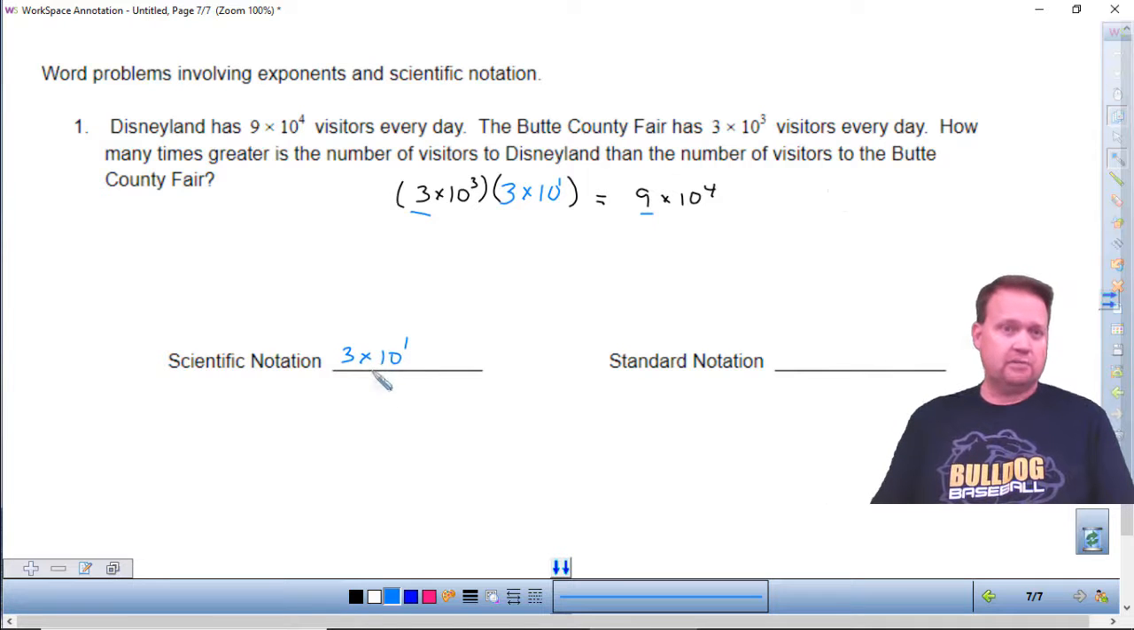In standard form, if you remember from the last section, when the power is 1, I move it one place over. In standard notation, what that really means is that a Disneyland crowd is 30 times larger than the crowd at the Butte County Fair. Now you have enough information to go complete your lesson. Good luck.